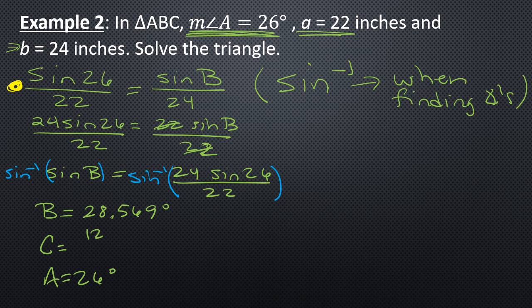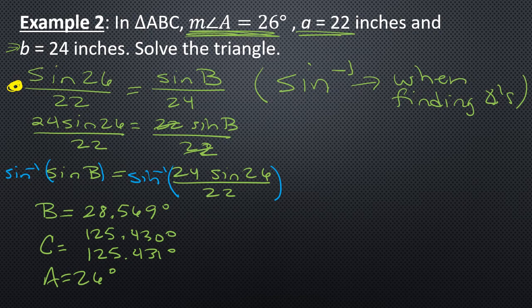So welcome back. Angle C is 125.430 degrees if you truncate it, or it's 125.431 degrees if you round it. So now I have my three angles.